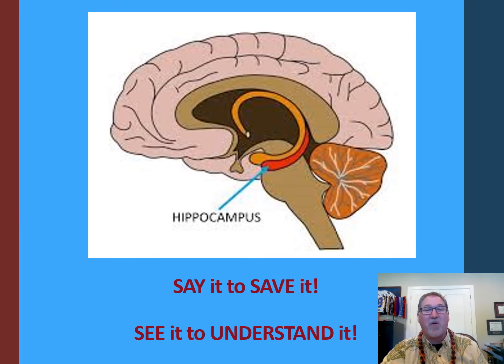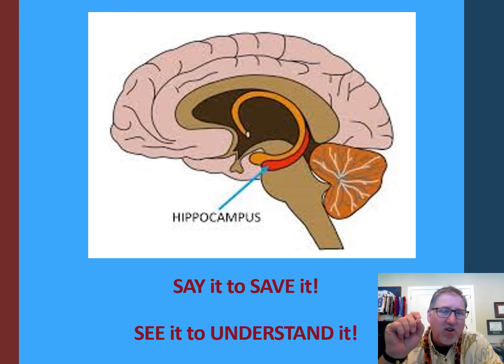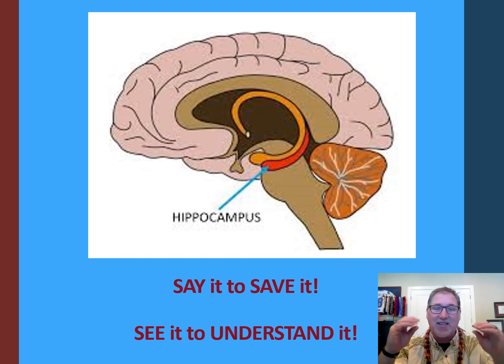All right. In summary, we're heading towards a summary here and headed towards the rubric itself. In Talk to Learn, we said we need to say it, get the kids to talk, have them say it to save it.